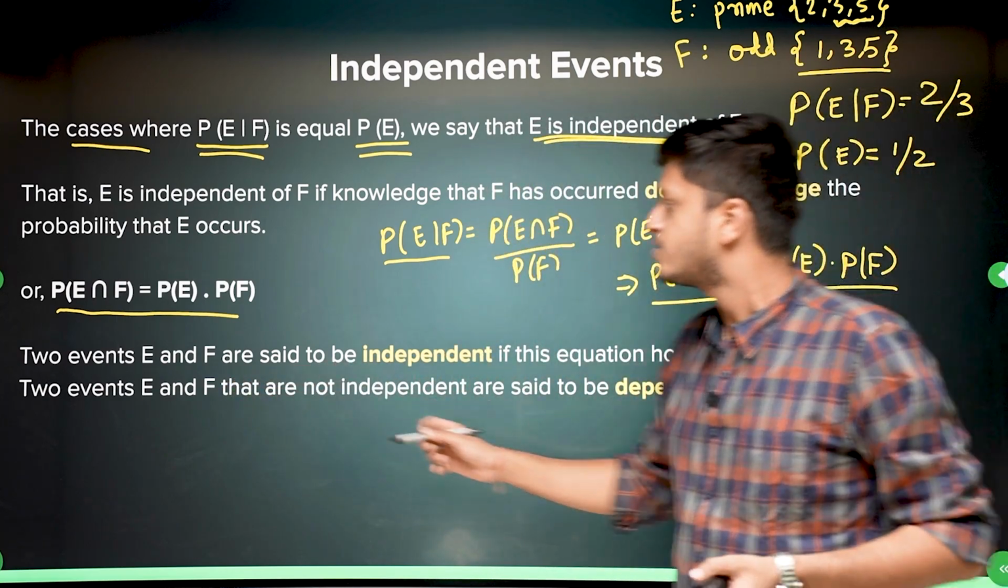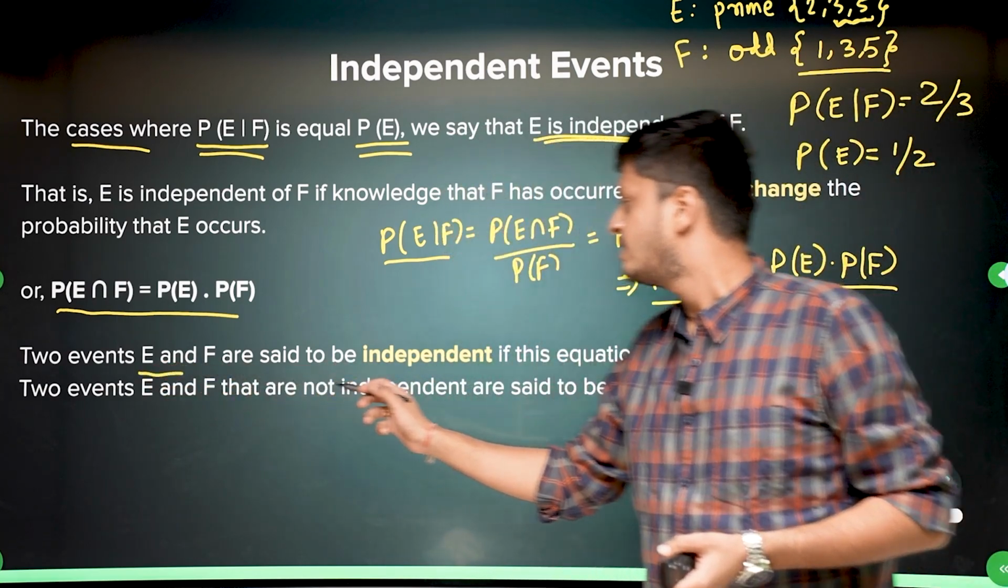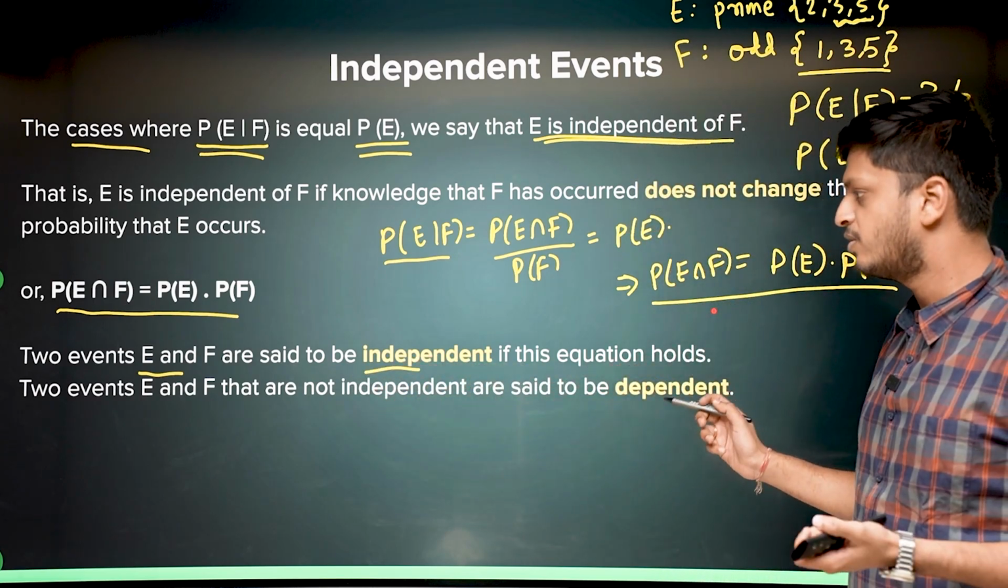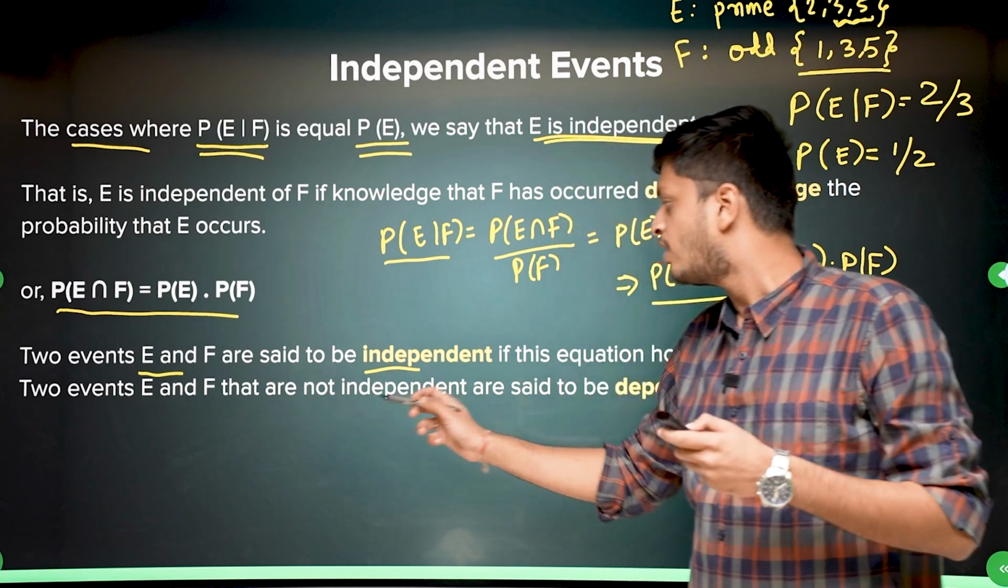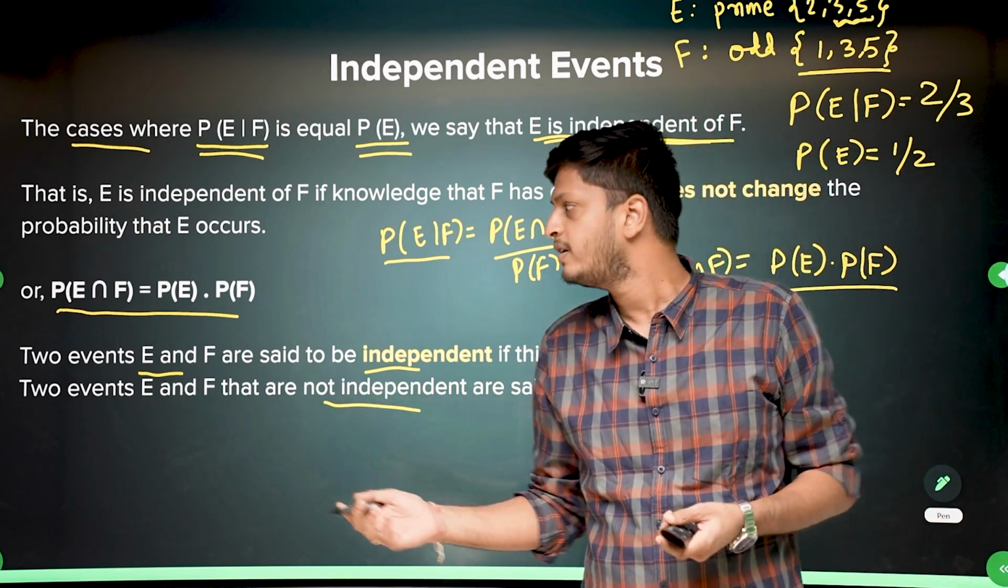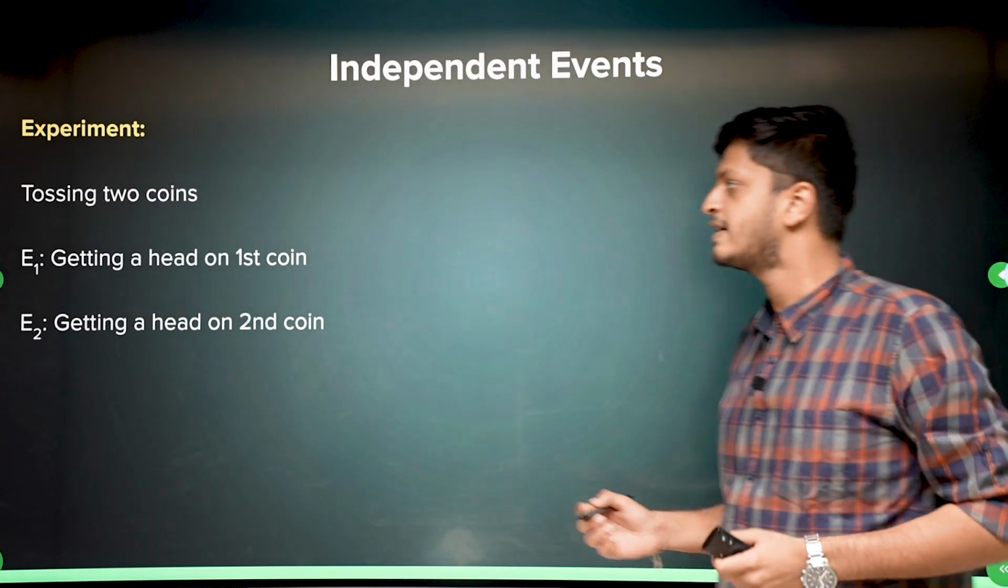Cool. So the two events E and F are said to be independent if this equation holds. Two events E and F that are not independent are also called dependent, okay? So if they are not independent, they are called dependent. So let's see an example.